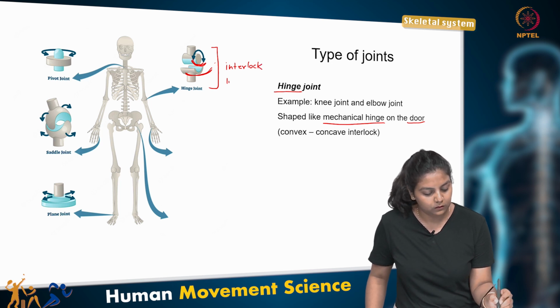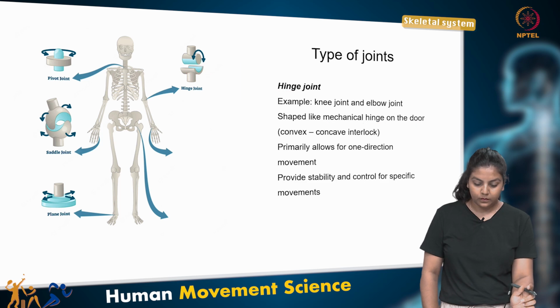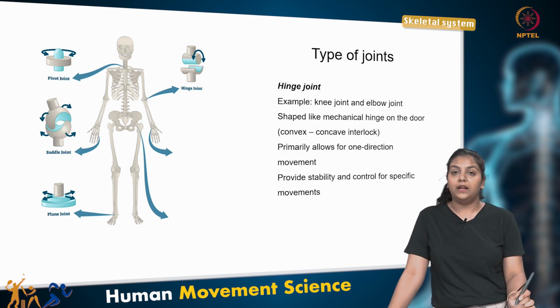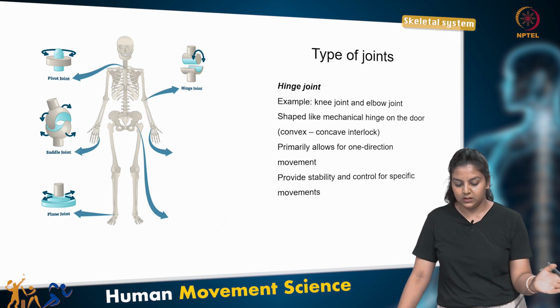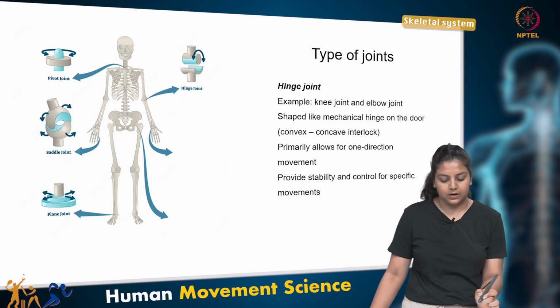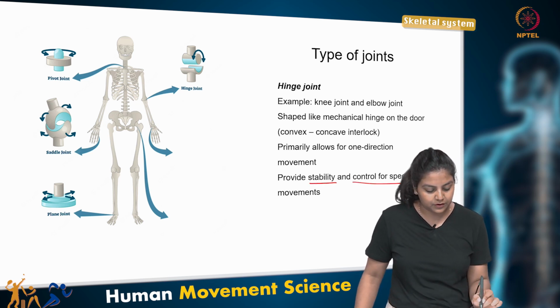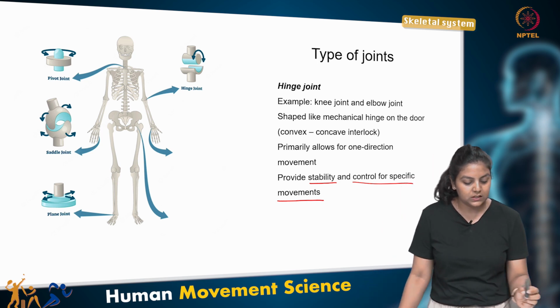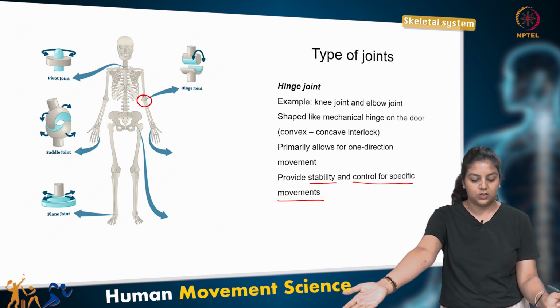Like the door hinge, right? So it primarily allows for one direction movement, same like the door. So how the door opens and closes, and provides stability, as we know all joints do, and control for specific movements. So in this case here, imagine bending your arm and straightening it.